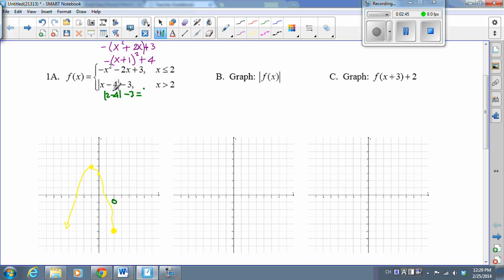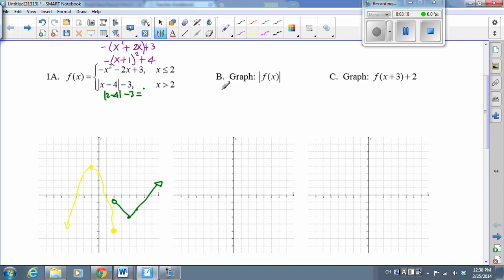The vertex here is at 4, negative 3, meaning somewhere here. All I need is another point because I know the behavior of the absolute value. So I'll plug in 5. Why not? 5 minus 4 is 1. 1 minus 3 is negative 2. So at 5, I'm at negative 2. From here, I can actually graph my absolute value function.